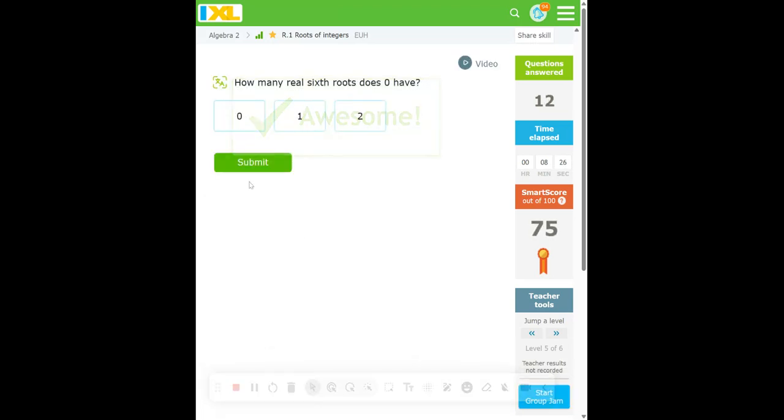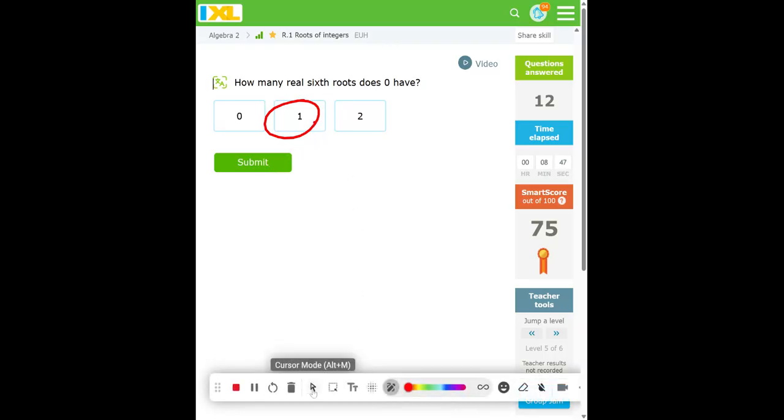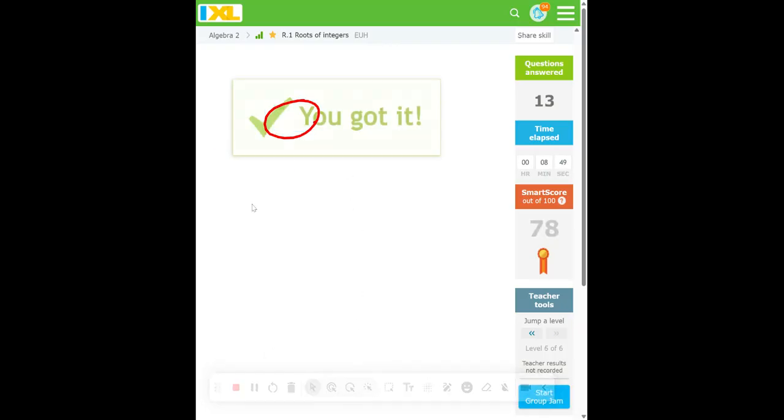Voila. Okay? And for number 0, regardless whether you take an odd root or even root, the answer is always 1. Okay? 0 is a special number. Either odd or even root, the answer is always 1 root. Okay? So here we go. Click on it, 1 root, done.